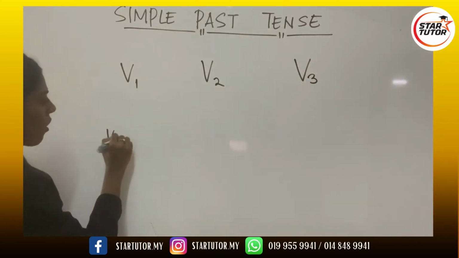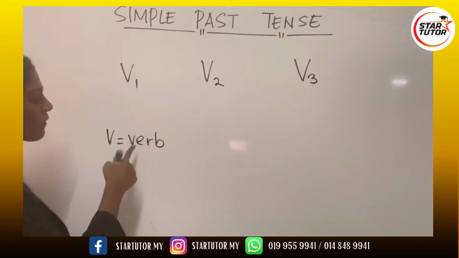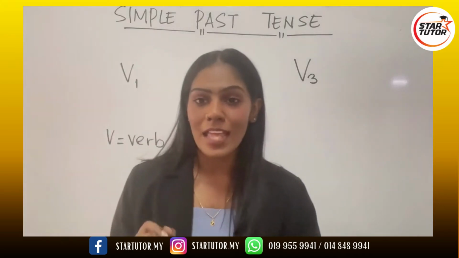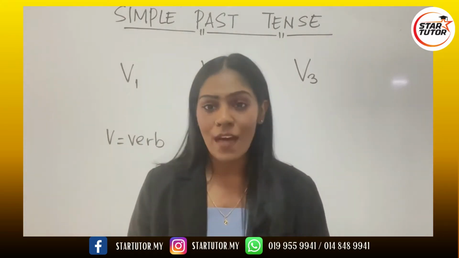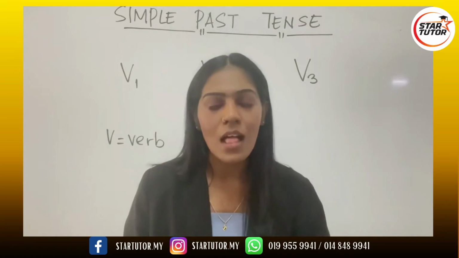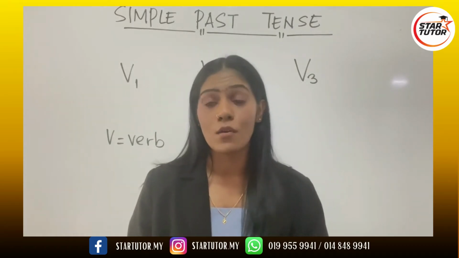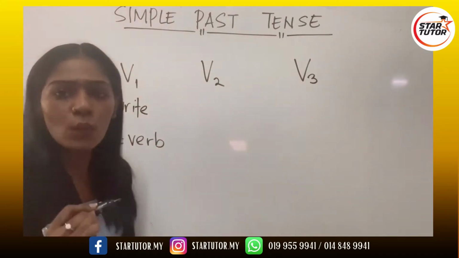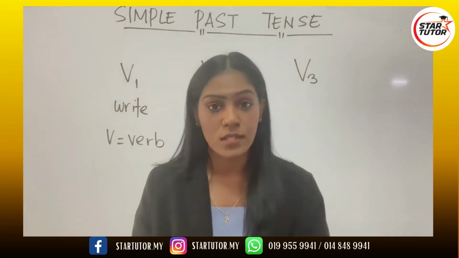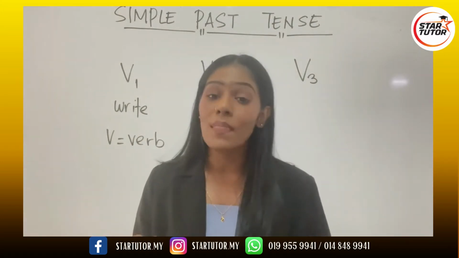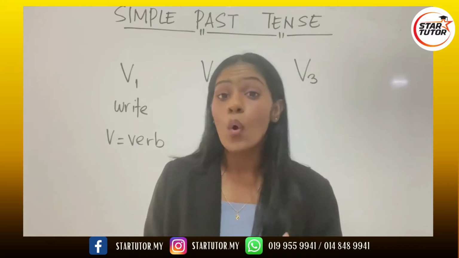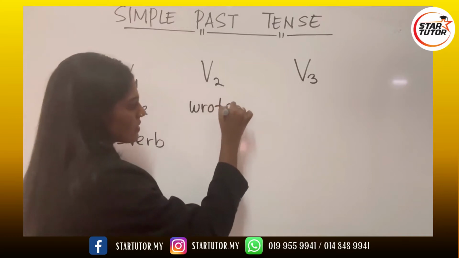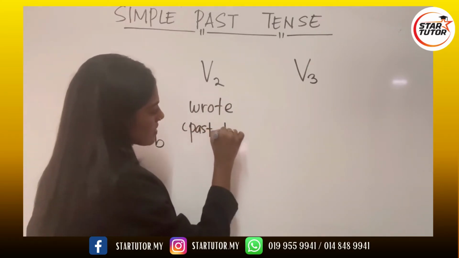V stands for verb. So V as in verb, 1 meaning the verb in the present form. That is V1. For example, let's talk about the verb write. We have write. So V1 will be the present form of write. V2 is called the past tense of the verb, which is wrote. V2 is the past tense.